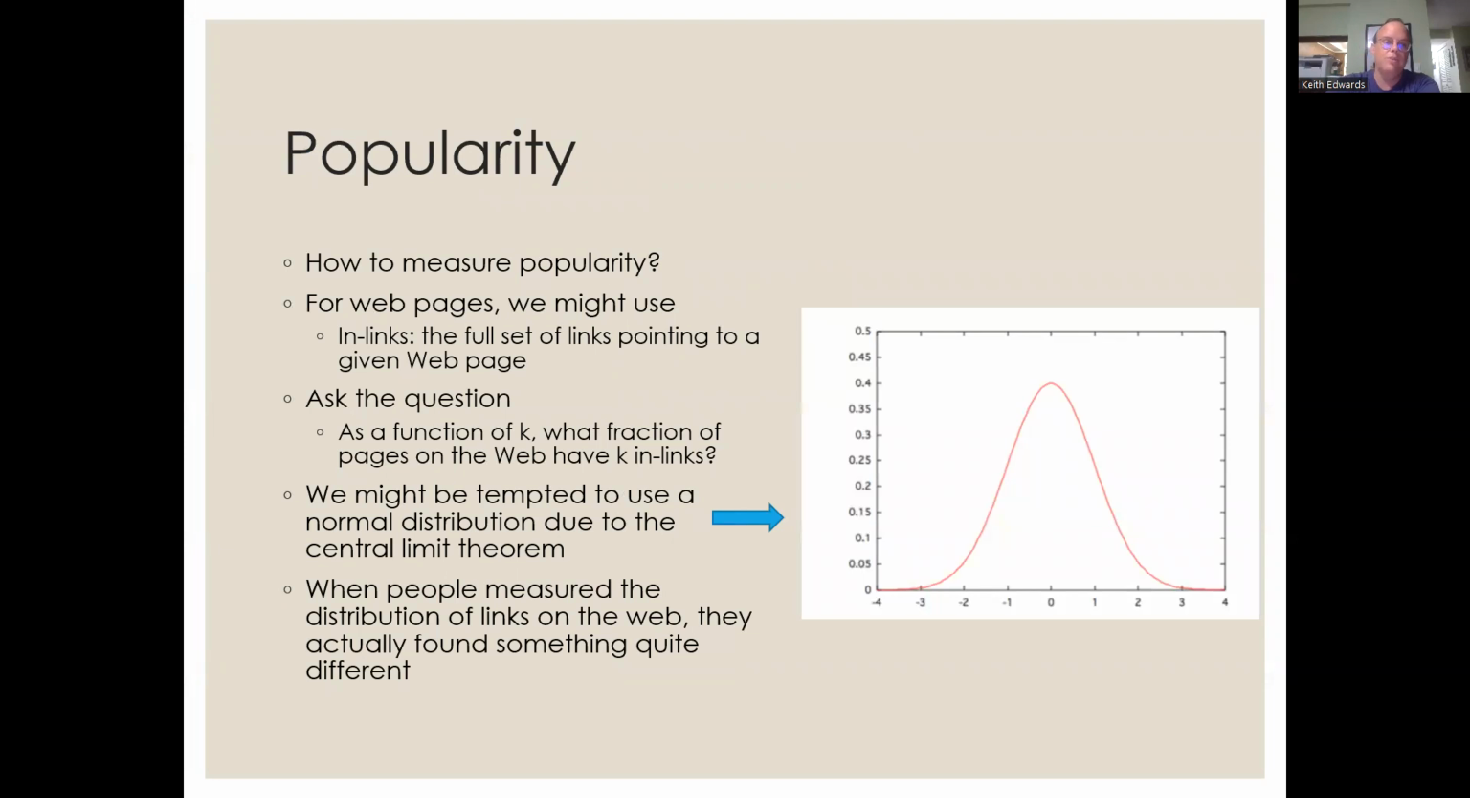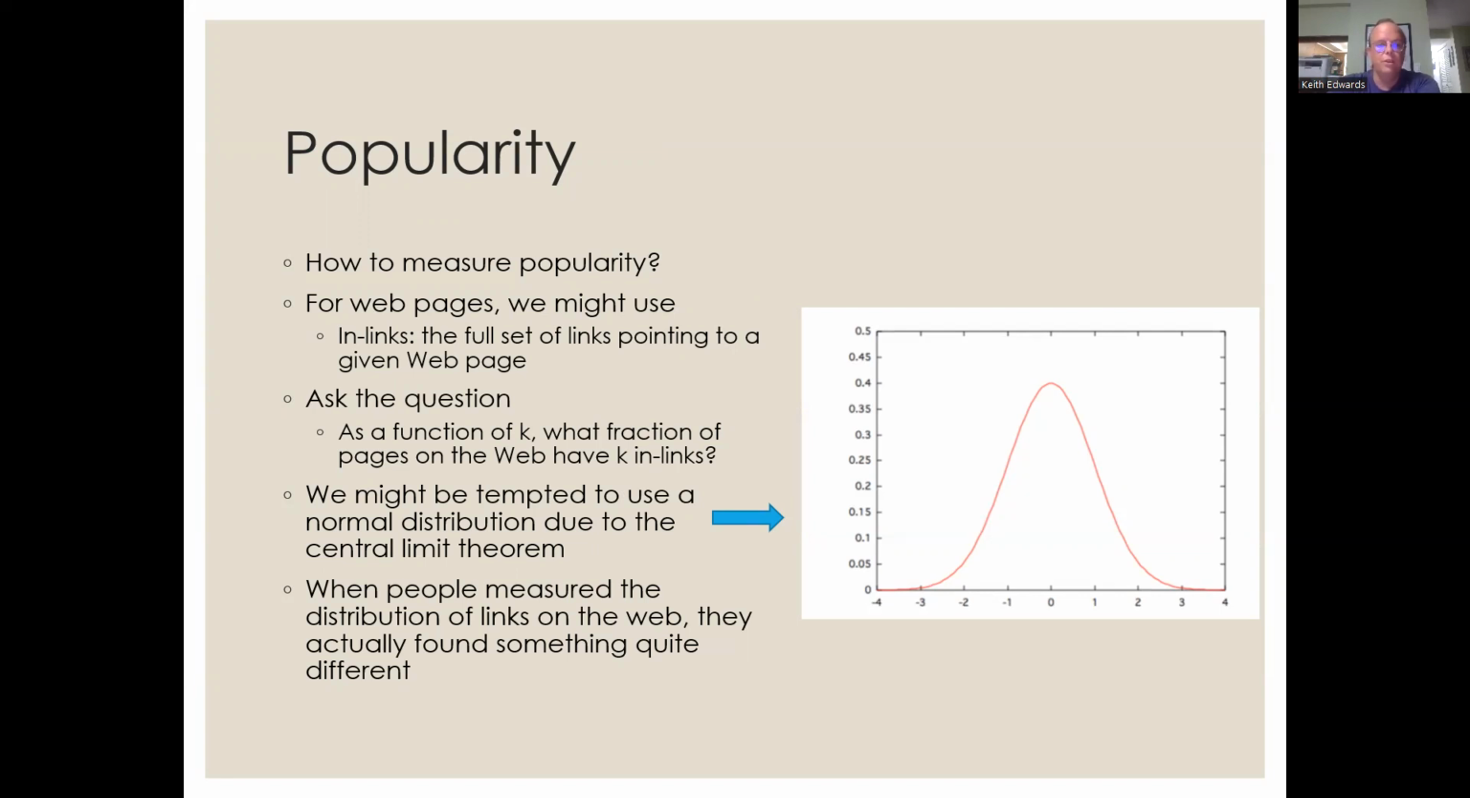So how do we measure popularity? Well, for web pages, we might use inlinks, which are the full set of links pointing to a given web page. And we can ask the question as a function of k, what fraction of the pages on the web have k inlinks? And we might be tempted to think, well, it's going to be kind of a normal distribution. And that is due to the central limit theorem.